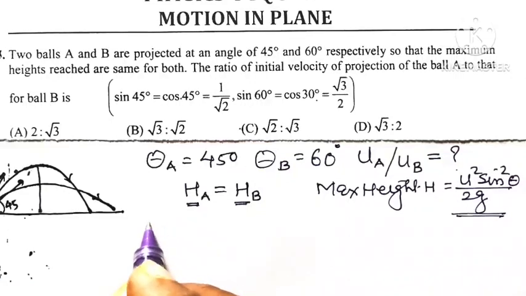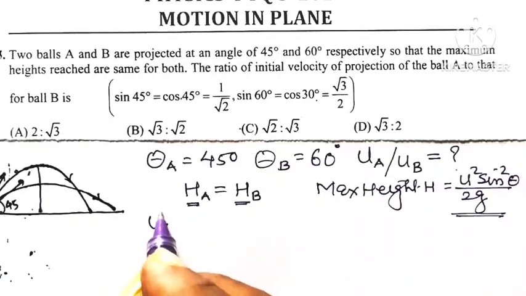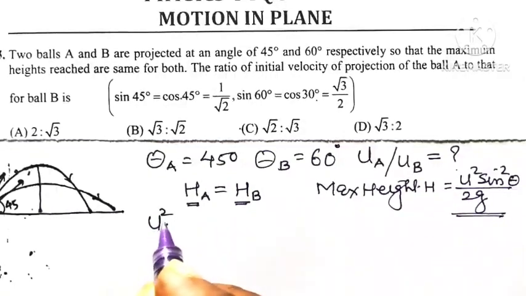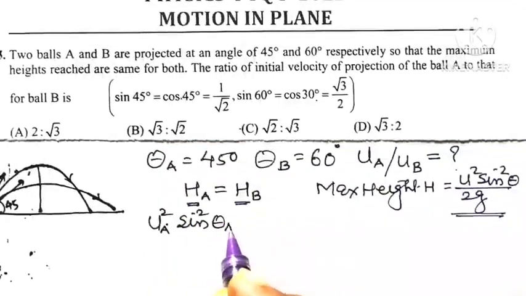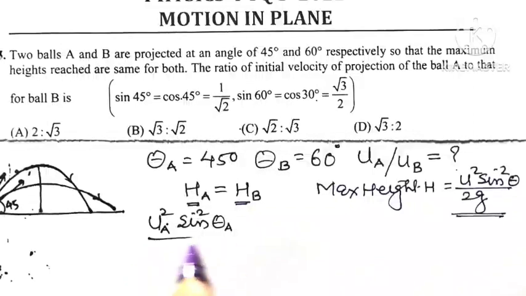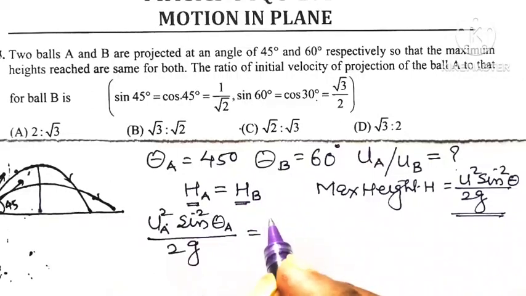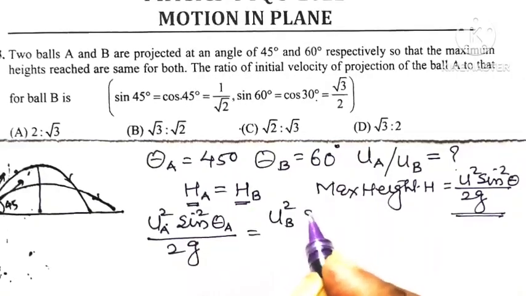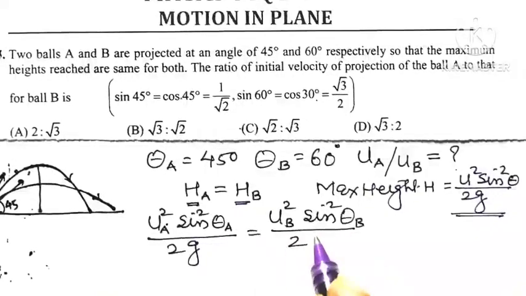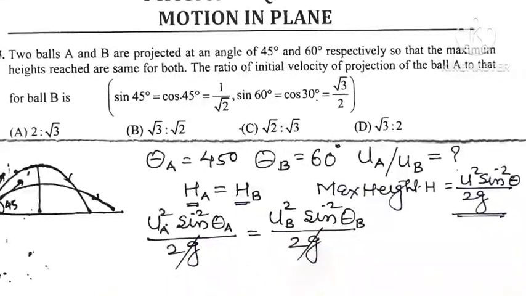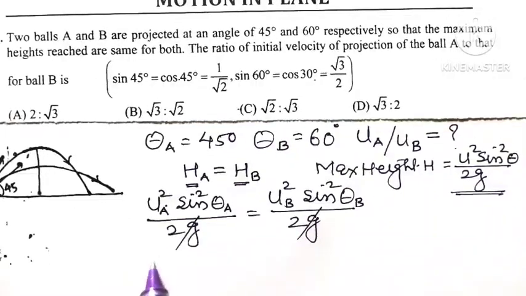So let us put the value of HA. For HA, the maximum height of ball A, the formula is UA square, that is the velocity of projection of ball A, into sin square theta A, the angle of projection of ball A, divided by 2g, and that is equal to the maximum height of ball B. So it is UB square, the velocity of projection of ball B, into sin square theta B, the angle of projection of ball B, divided by 2g. This 2g on both sides gets cancelled and we have UA square upon UB square.